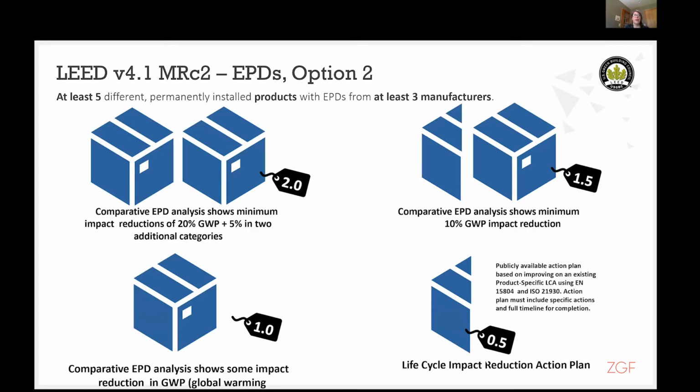And the option 2 credit in this has just lowered its threshold. Now you only have to count to 5 for this. And if you find an EPD comparison that shows a 20% global warming potential reduction, that actually counts as 2 products.